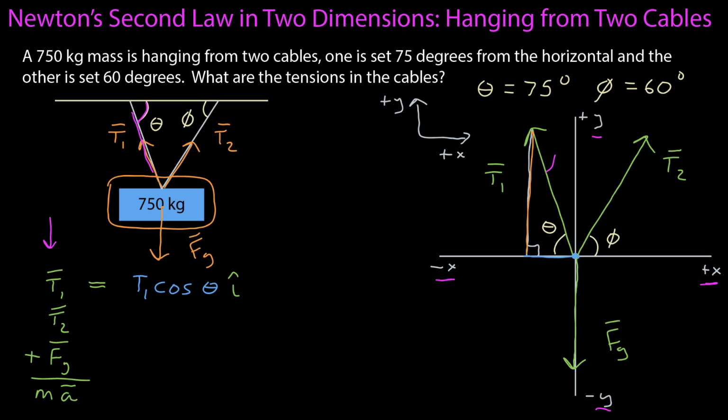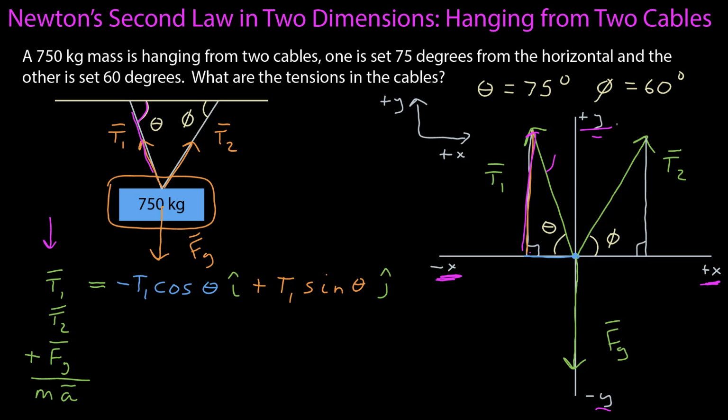To find the x component, the magnitude is T1 cosine theta. And now I look at the direction. Is it on the negative x side or the positive x side? It's on the negative x side, so that one is negative. Now I look at the y component. Its magnitude is T1 sine theta, and it is certainly pointing on the positive y side, so it becomes positive.